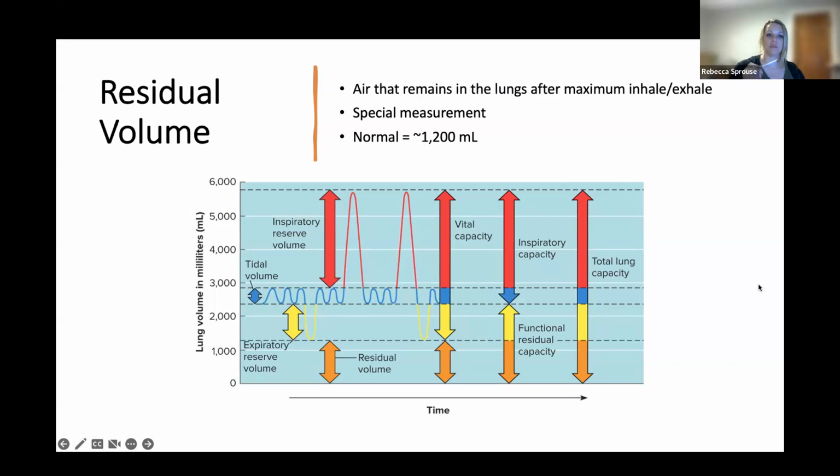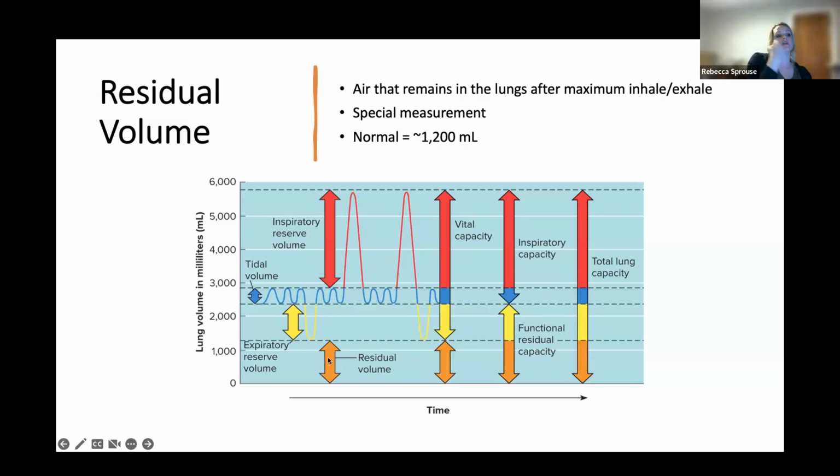Now, believe it or not, you can't ever exhale all of the air in your lungs. There's always going to be some left over that you just can't release. That's called the residual volume right here. Residual volume is important because we never want your lungs to collapse. They always need some amount of air in them at all times. So this is a special measurement. It cannot be measured by spirometry, but normal would be about 1,200 mils of air at any given time that you can never exhale. And that's going to be here below the expiratory reserve volume. So this is the residual volume here.